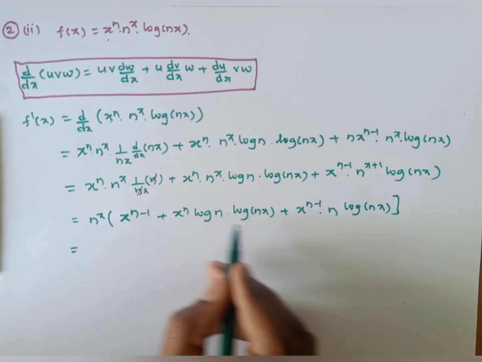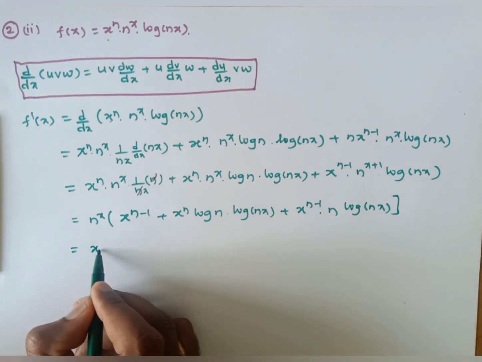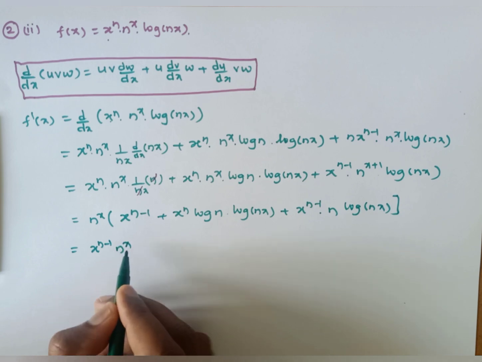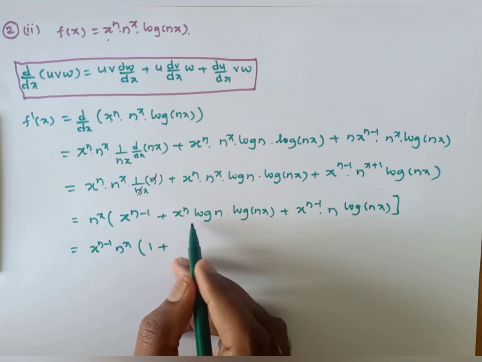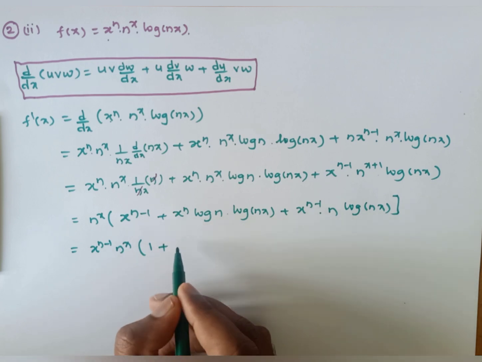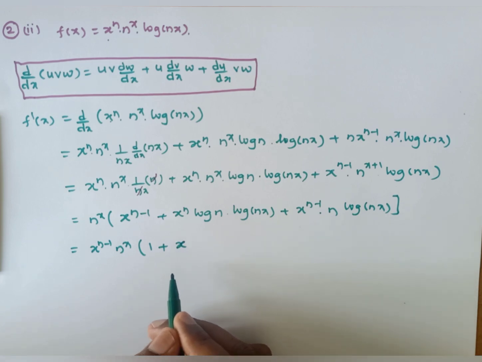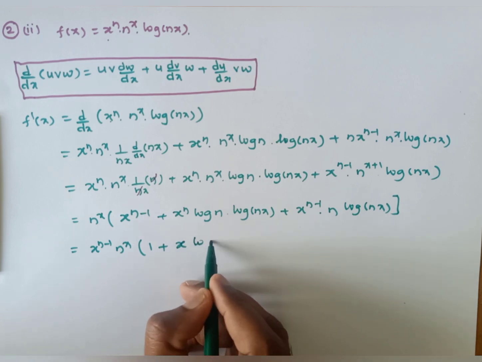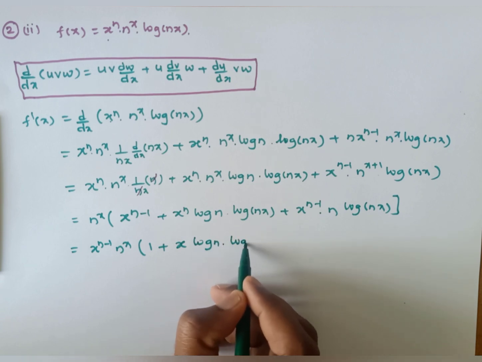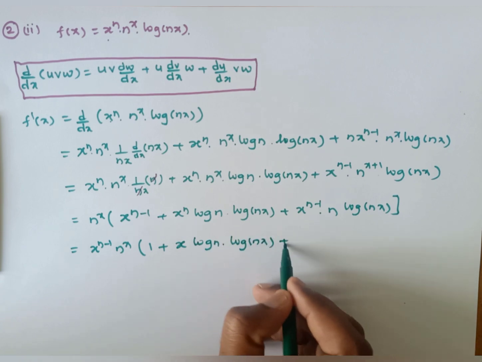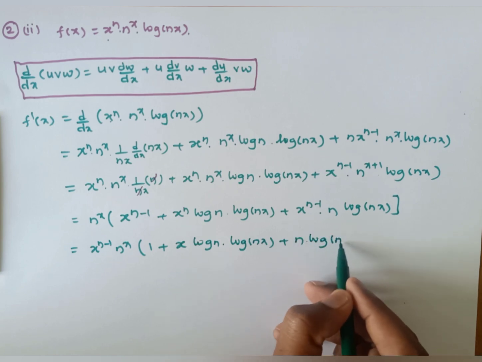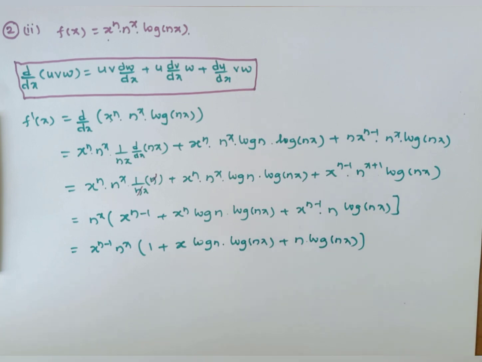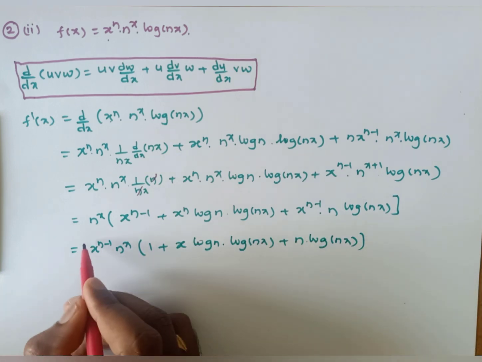Now see here you can observe x to the power of n minus 1 is also common. So x to the power of n minus 1 common into n power x times of this is 1. Here x to the power of n is common, so n minus 1 is common. So only x is left, right? This is x, so this is log n into log of nx, plus x to the power of n minus 1 common. So finally n into log of nx. So this is the derivative for that function.